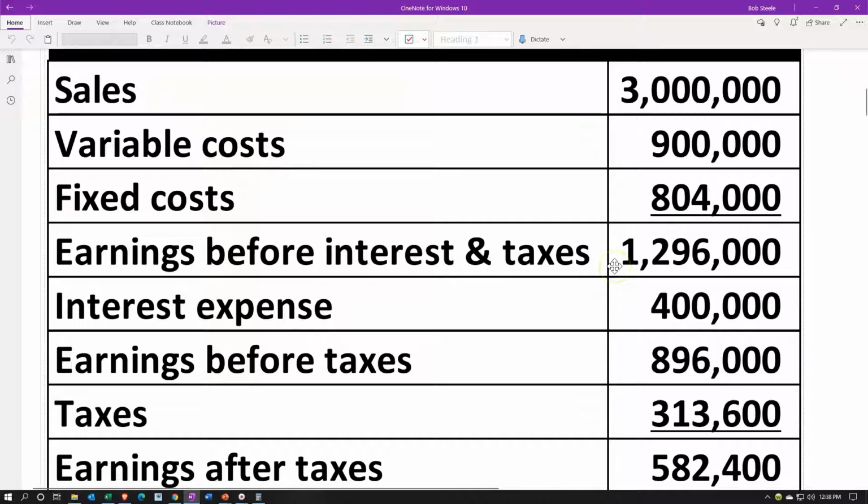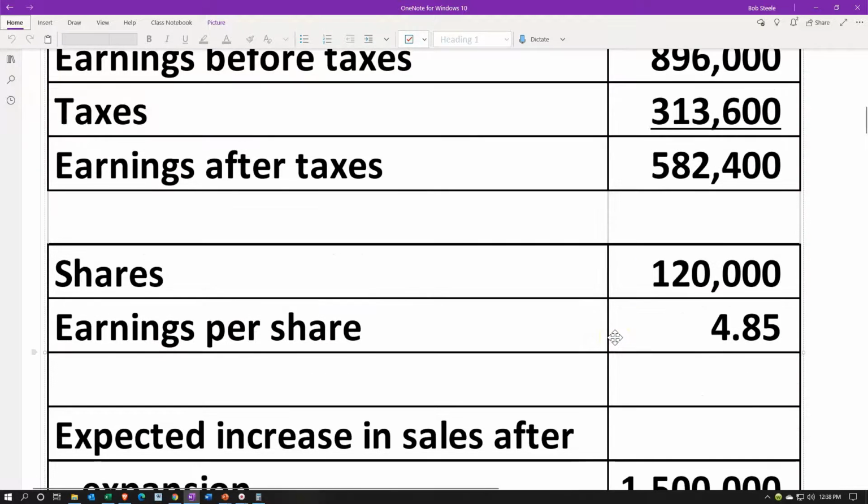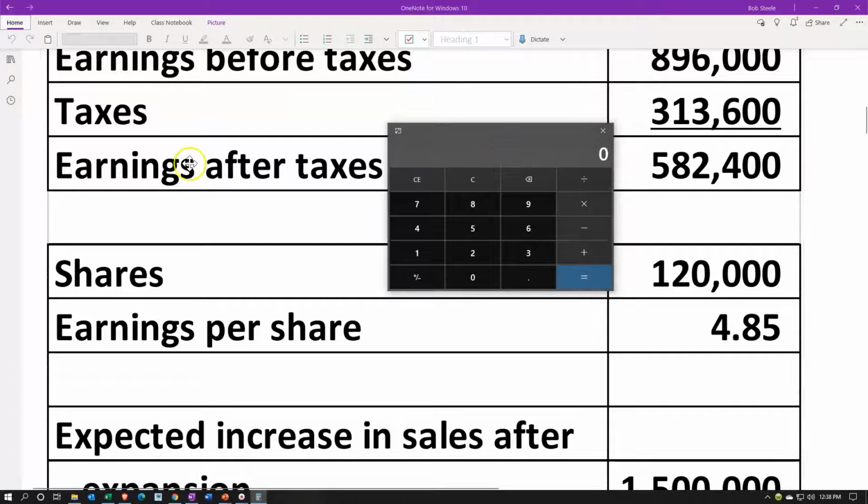We have the earnings before interest and taxes, or operating income, interest expense, earnings before taxes, and then the taxes and earnings after taxes. Then we have the number of shares outstanding before we think about any of the financing options, 120,000. If we take the earnings of 582,400 divided by the 120,000, we get the earnings per share before any expansion, about $4.85.